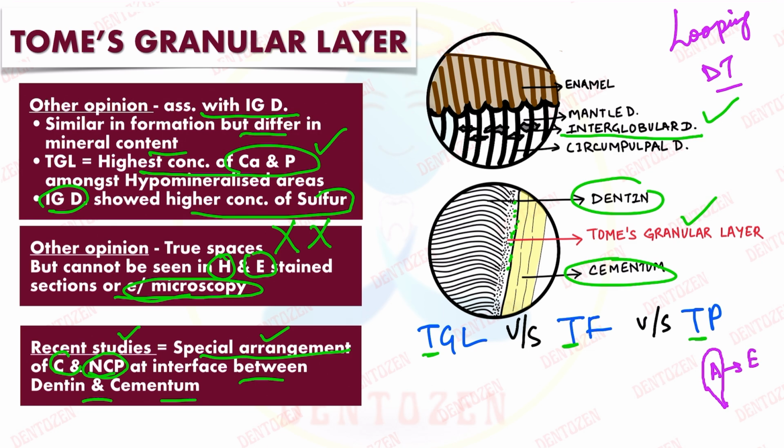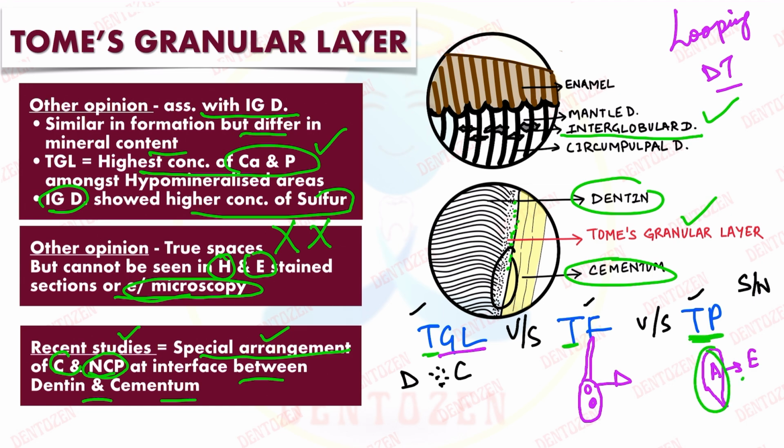What is Tom's fiber? Tom's fiber is the process of odontoblast cell, the cell which forms dentin. And what is Tom's granular layer? As we have seen, it is a granular layer seen between dentin and cementum. So see, all these three are different structures and it can come as a short note. So how can we remember? Tom's process is related to cell which forms enamel. Tom's fiber is related to cell which forms dentin, and Tom's granular layer is related to structure cementum which is present in between dentin and cementum. So you can remember that all these three different structures belong to three different regions.